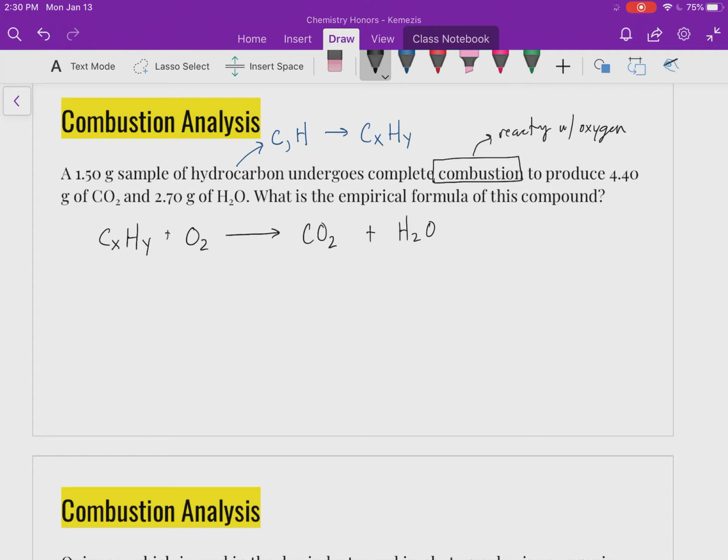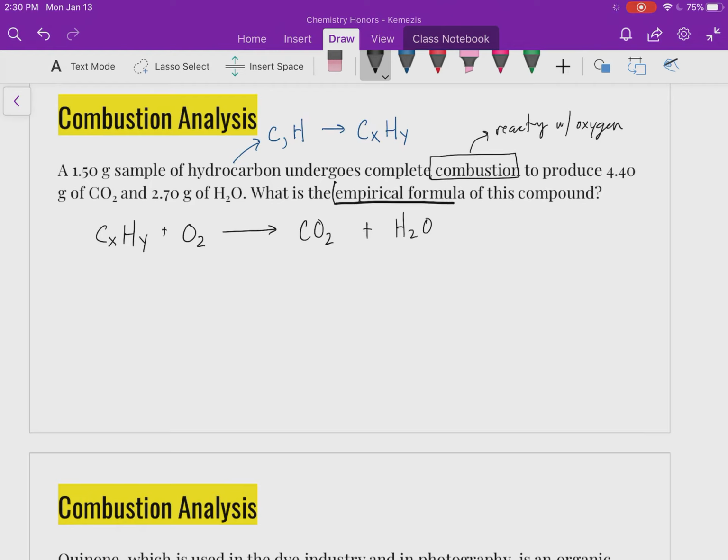This question is asking us to find the empirical formula, which, if we recall from the beginning of when we came back from break, means the simplest whole number ratio. Well, I'll be more specific, mole ratio of our elements. So what we're trying to find is that whole number ratio. Is it C2H4, is it C2H6, whatever it is, but we're trying to find that number.